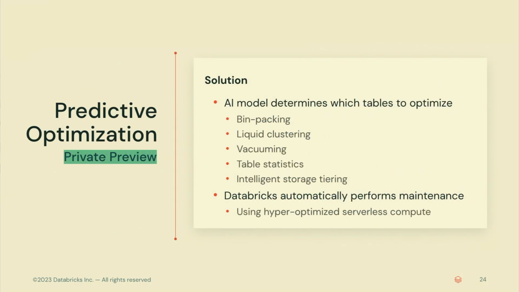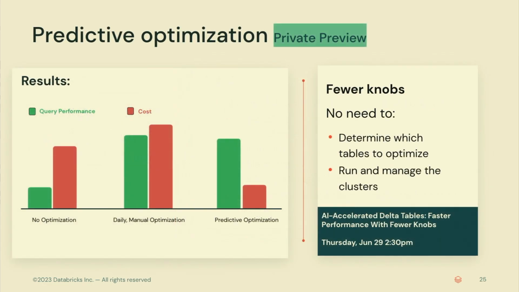So this is a lot of the results of the in-depth tech that Reynolds spoke to you about today in the keynote. Essentially what happens here, you turn it on for a Unity Catalog, and then it will determine which tables need to be optimized, and go ahead and perform that optimization, choosing the right one to actually perform. So we think this is a big step forward. There are some really great results, and I implore you to check out the talk tomorrow at 2:30 by my colleague Siru on this matter.